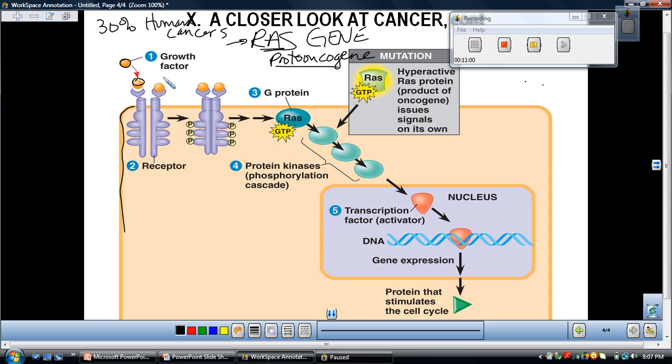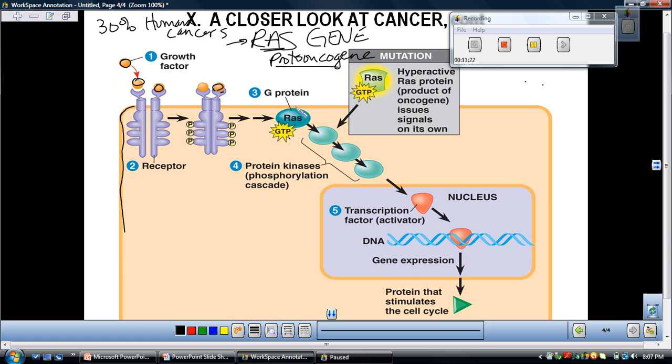So normally, let's just talk about normally. A growth factor would be the signal molecule, would come up to this receptor and bind to the receptor site. That would be the stimulus, which would then initiate this thing right here called RAS. Now RAS is a protein. If you want to know where the RAS gene is named from, just FYI, it's named for rat sarcoma, which is a connective tissue cancer. That's how they discovered this.